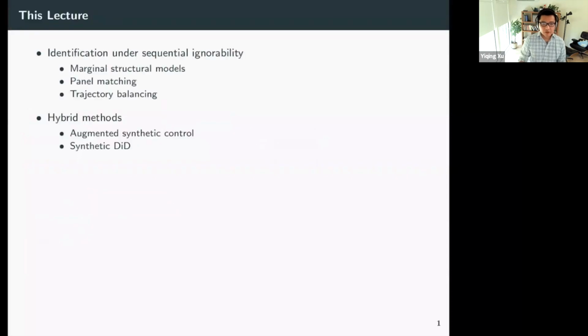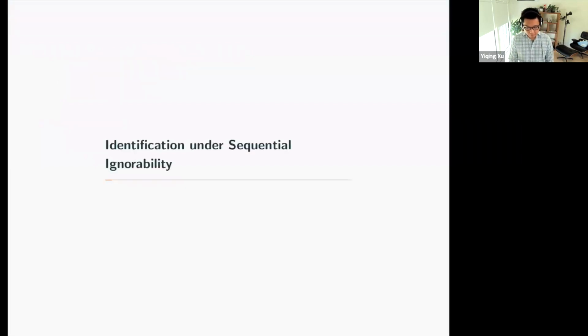All right. Okay. So in this lecture, in the next 90 minutes, I think, we're going to talk about application under sequential ignorability. I'm going to talk about three methods: marginal structural models, panel matching, and trajectory balancing. And then we're going to talk about hybrid methods like augmented synthetic control and synthetic difference-in-differences.